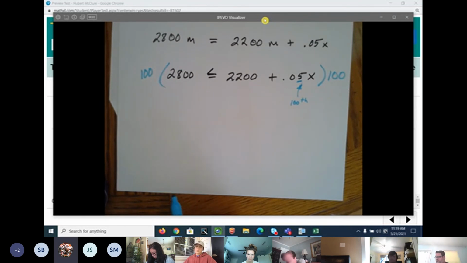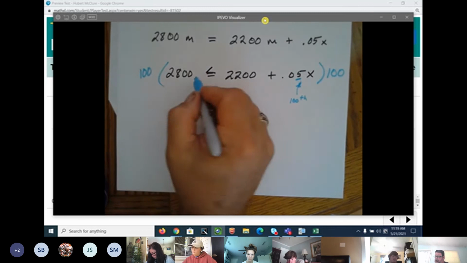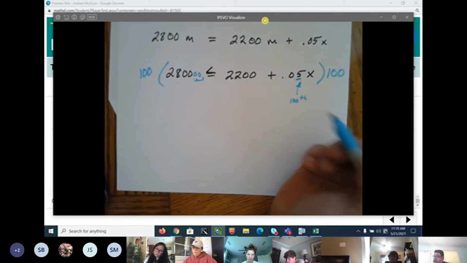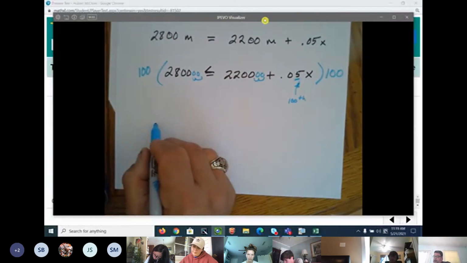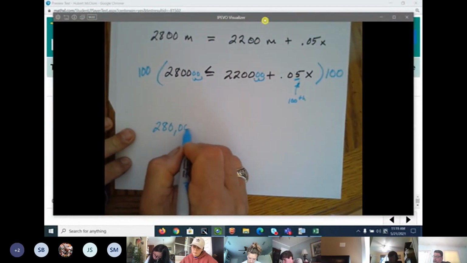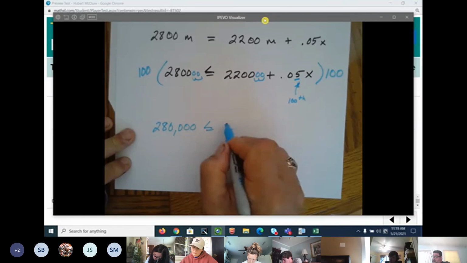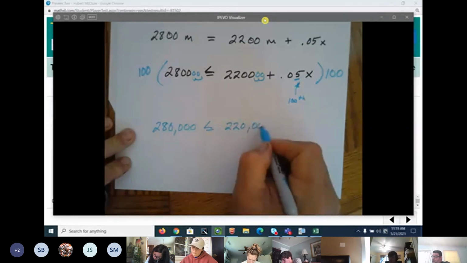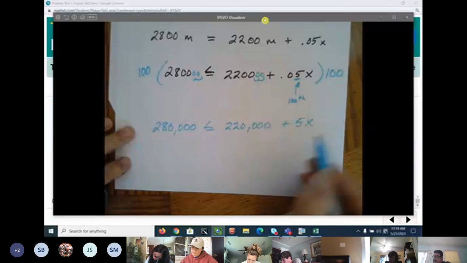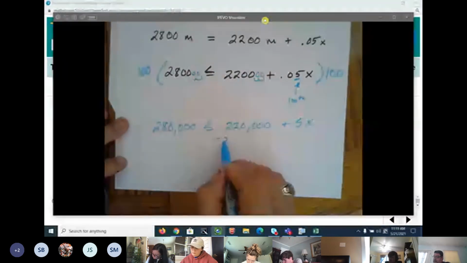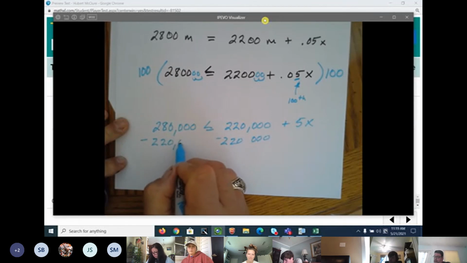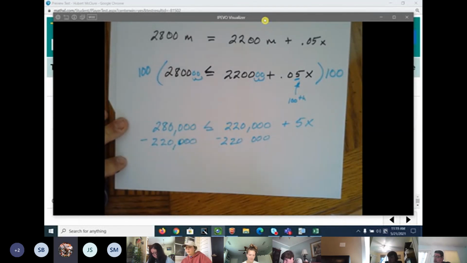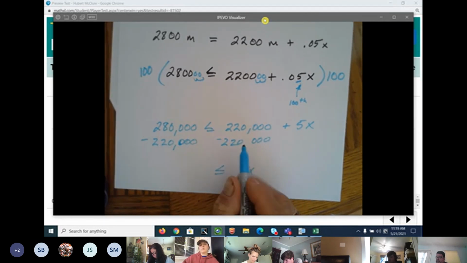It's very difficult. And that's going to be 2 zeros, and that's going to be 2 zeros, and that's going to be 5. So 280,000 less than 220,000 plus 5x. And subtract 220. And 5x is greater than or equal to, well, that's 60,000, isn't it?